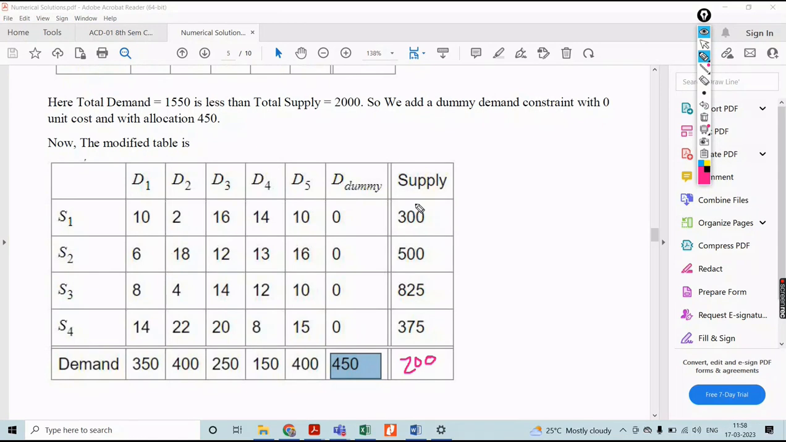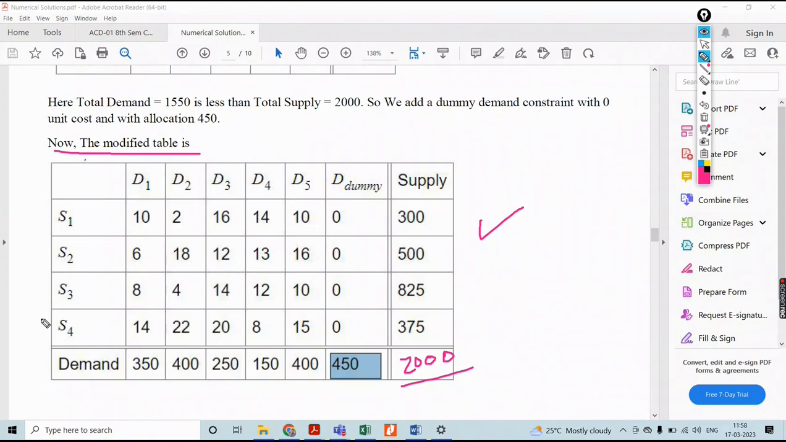Okay, then the sum of this is 2000. Then it becomes what? A balanced transportation problem. This is your first step. If it is unbalanced, you must do this. Any doubt on this? You have to mention that as a modified table.